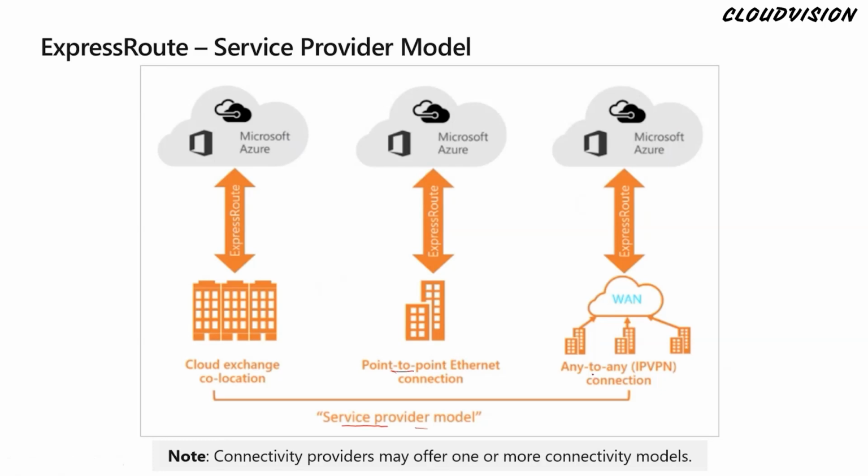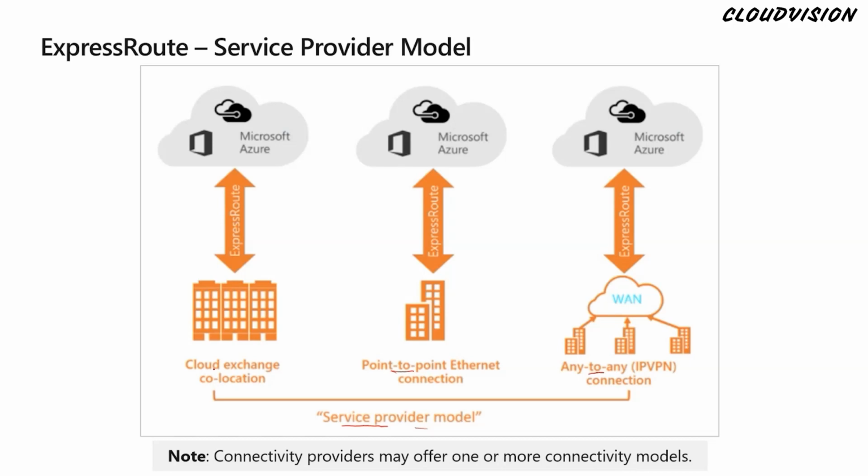Point to point and any to any. These are the 2 models which are commonly used in organizations. Point to point means here we are talking about your on-premises to the Azure data center, the ExpressRoute location. WAN. Here we are talking about branch offices. You have multiple branches, any to any connectivity. You have multiple branch offices to your Azure using the ExpressRoute service. This is called any to any connection.